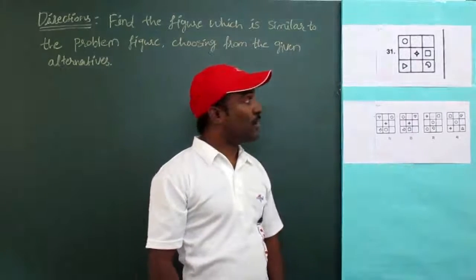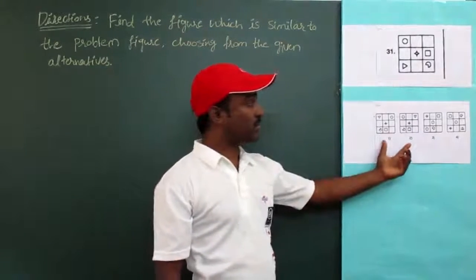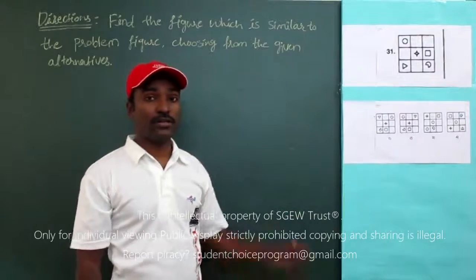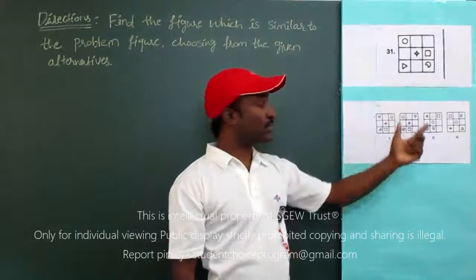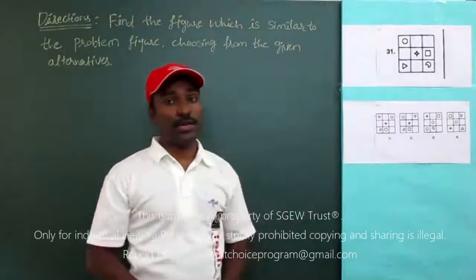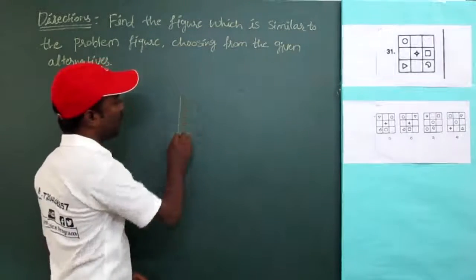So observe carefully the given figure and then observe the given options. The option which is exactly similar to this figure will be the right option. So observe the given figure. I will draw the given figure here.